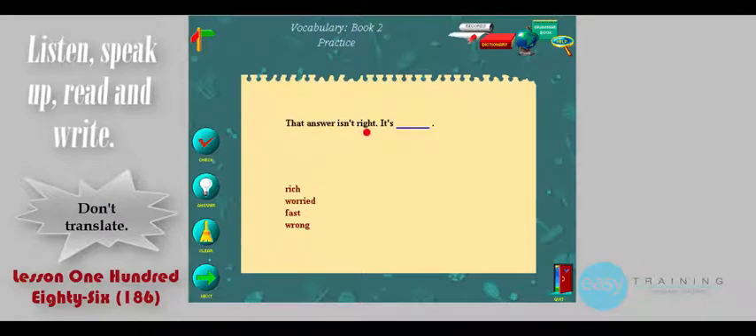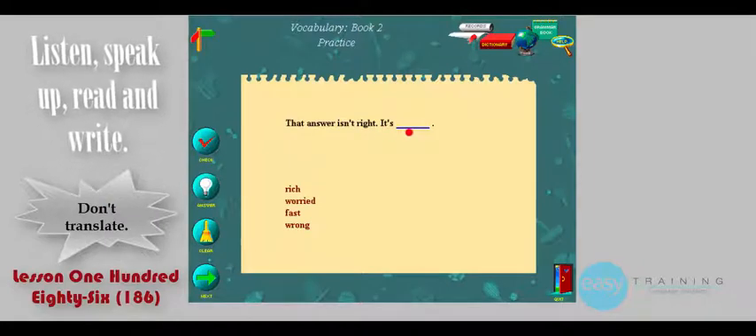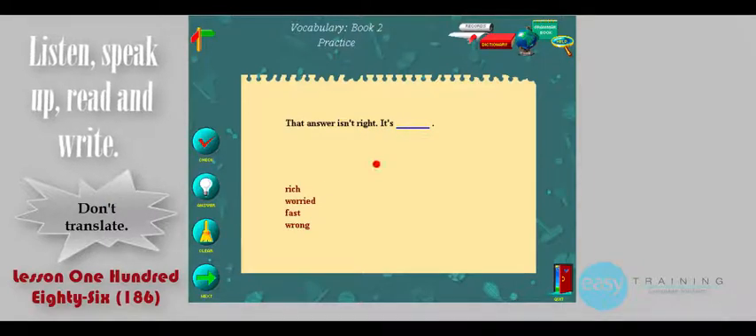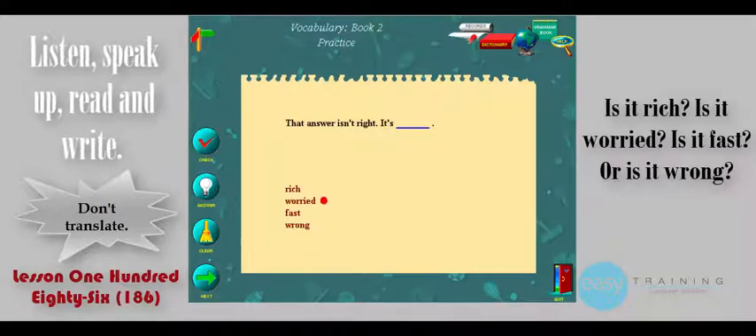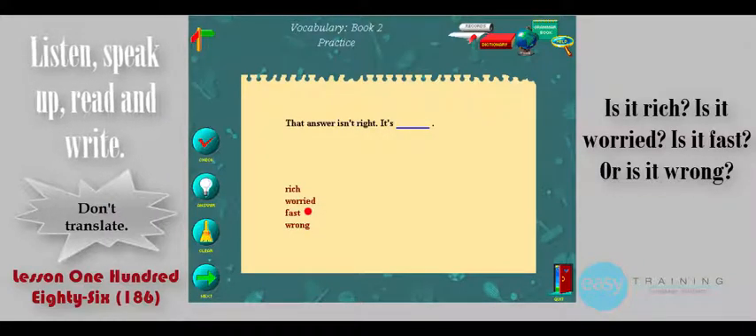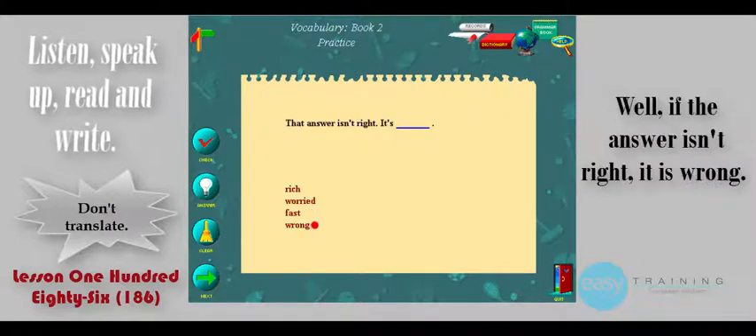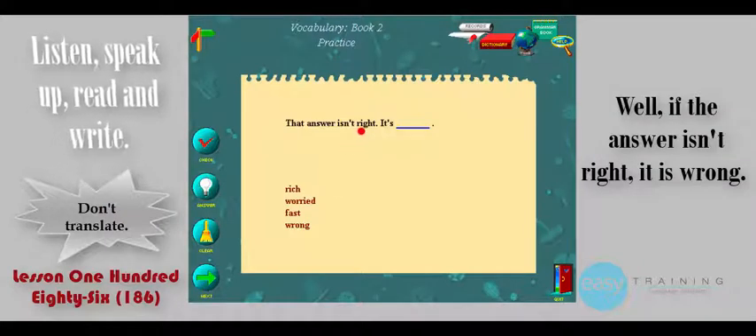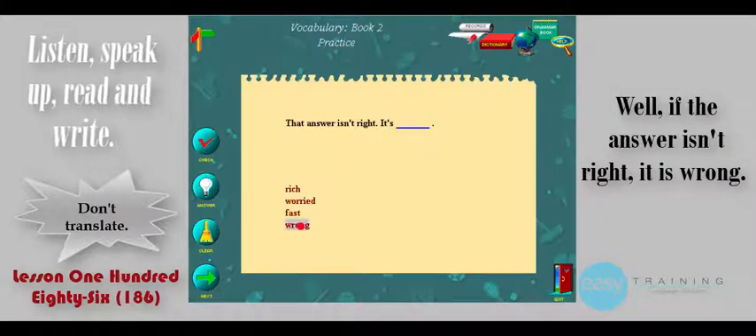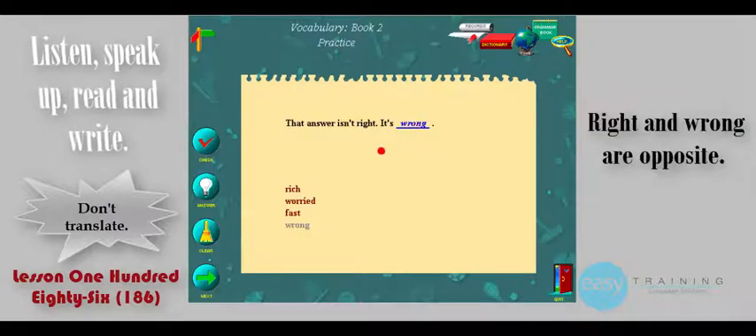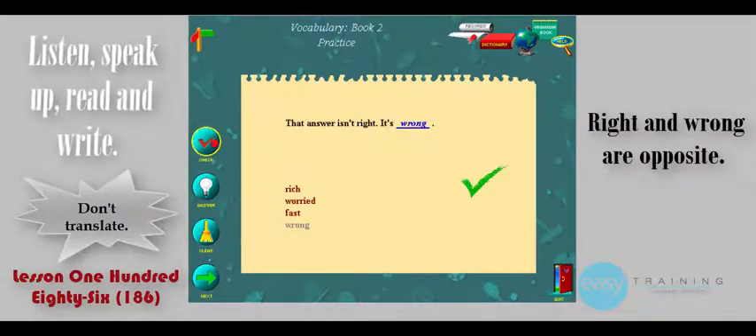That answer isn't right. It's blank. Is it rich? Is it worried? Is it fast? Or is it wrong? Well, if the answer is not right, it is wrong. Wrong and right are opposite.